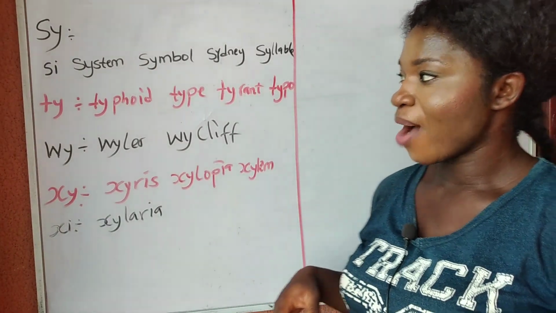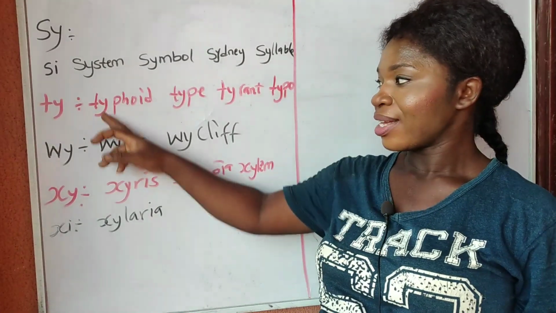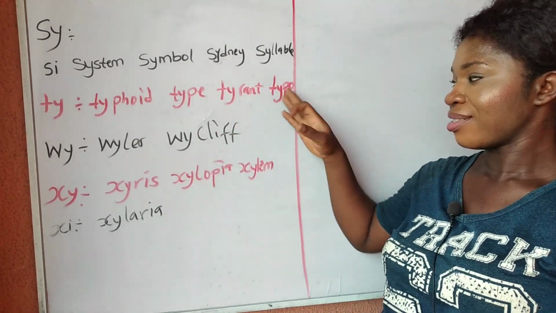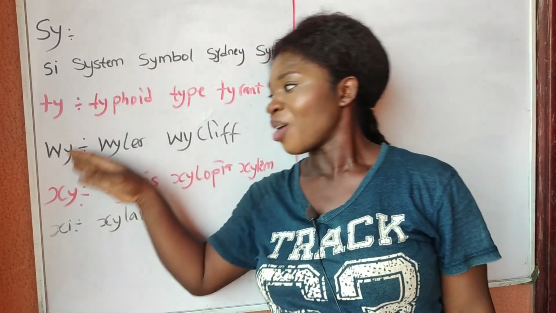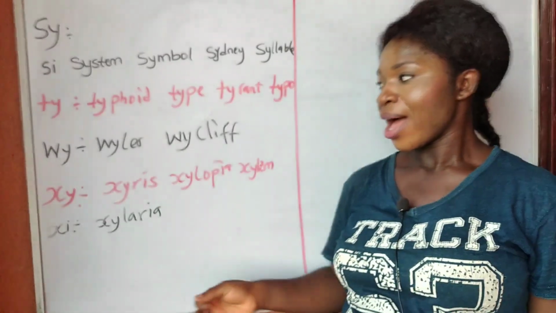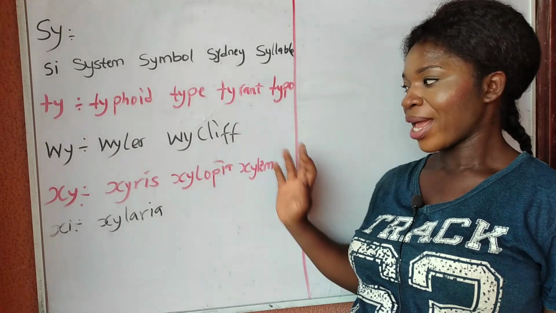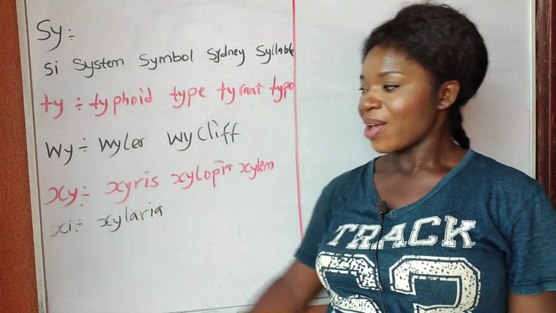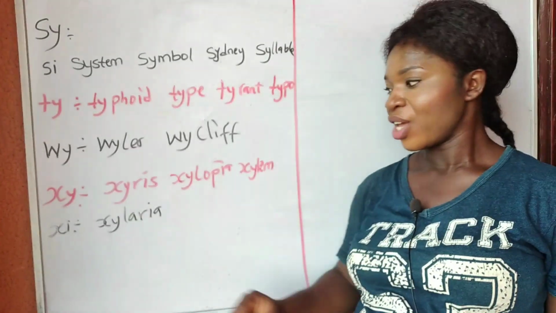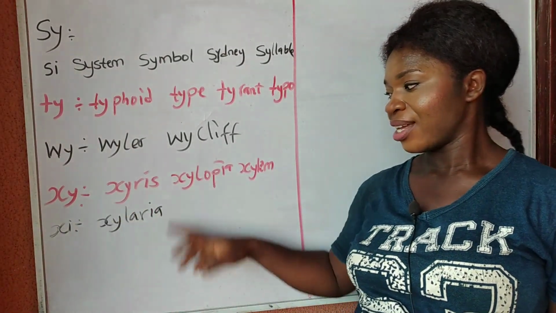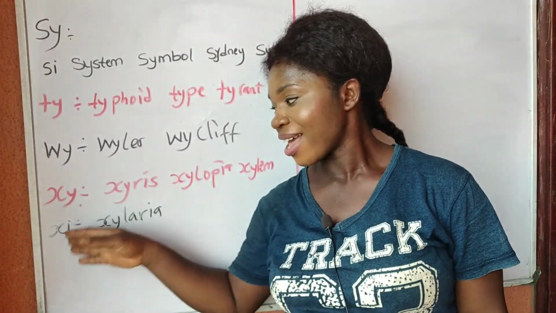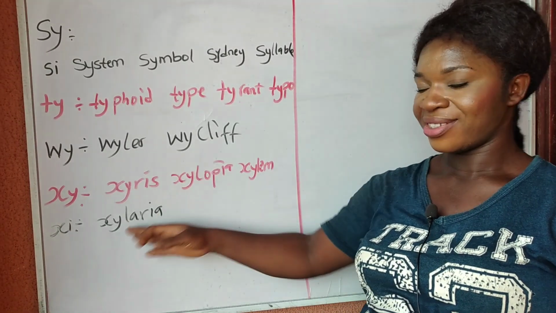Now let's move to the ty, which is the tie. So we have typhoid, type, tyrant, typo. All right, wy, which is the y sound. We have Weiler, Wycliffe. Okay, and we have xy, which is the xi sound. We have Xyris, Xylobia, Xylem, and we have the xy sounded like the xi, Zilaria.